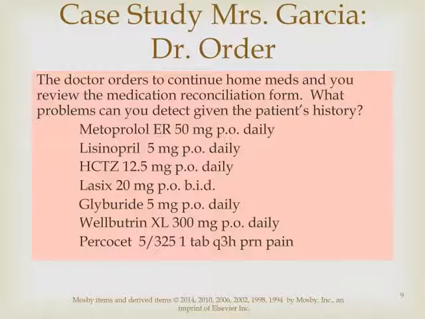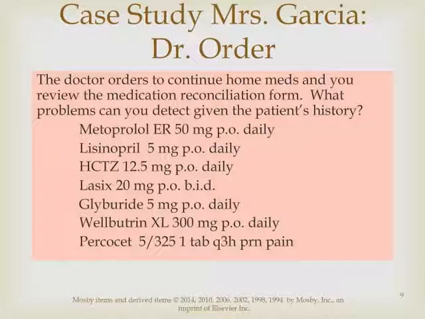So you receive the following doctor's order to continue her home medications, and you review the medication reconciliation form. The question is, what problem can you detect given the patient's history? Now, the first medication is a blood pressure medication that I often have a hard time pronouncing, metoprolol ER, 50 milligrams PO daily, which means by mouth every day. She has lisinopril, 5 milligrams PO daily. She has HCTZ, which is hydrochlorothiazide, 12.5 milligrams PO daily. She has Lasix, 20 milligrams PO BID, which is 2 times a day.